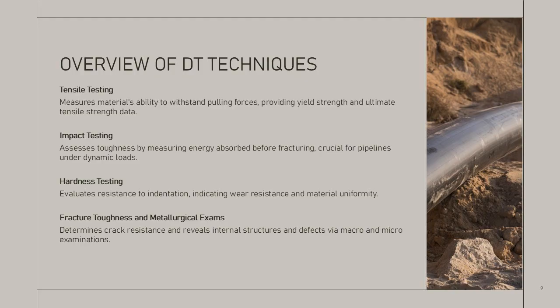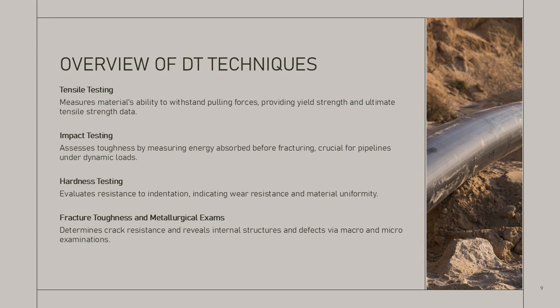Destructive testing methods for pipeline integrity include tensile testing, impact testing or Charpy, hardness testing, fracture toughness testing, bend testing, and metallurgical examinations. Tensile testing measures the material's ability to withstand pulling forces, providing data on yield strength and ultimate tensile strength. Impact testing evaluates toughness by determining how much energy a material can absorb before fracturing, which is critical for pipelines exposed to dynamic loads.